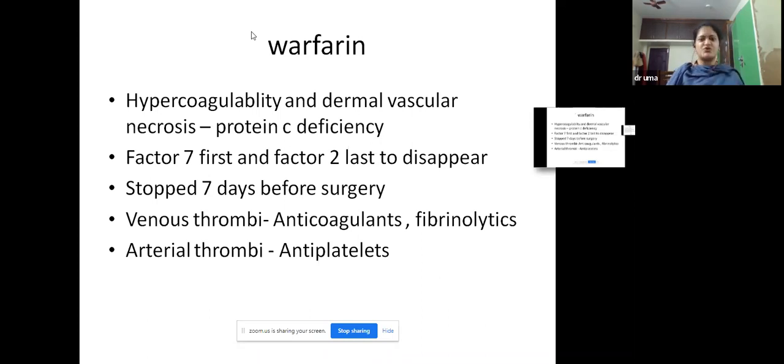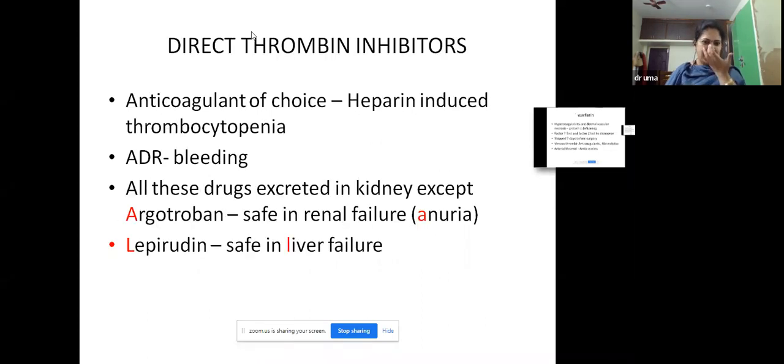If it is venous thrombi, the drug of choice is anticoagulants and fibrinolytics. If it is arterial thrombi, the drug of choice is antiplatelets. And direct thrombin inhibitors are the anticoagulant of choice in heparin-induced thrombocytopenia. Its adverse effect is also bleeding.